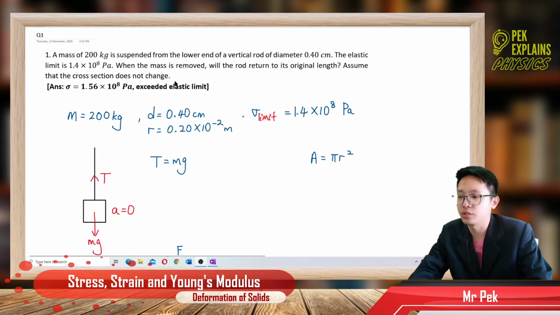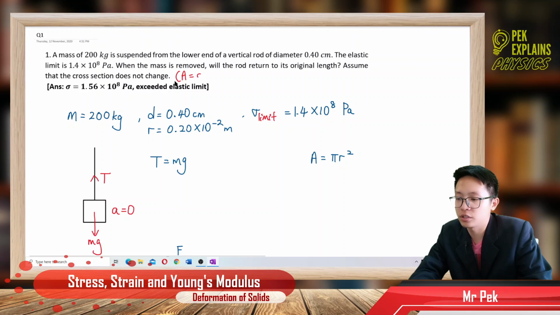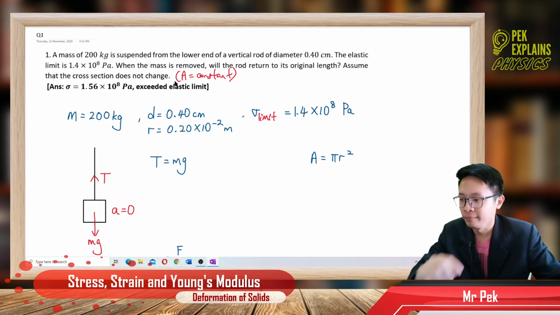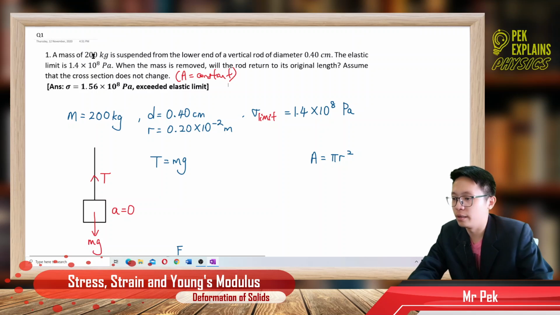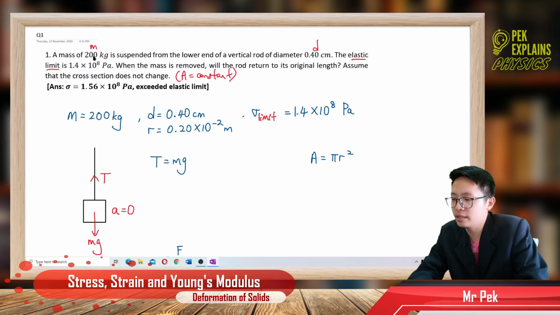Okay, this one, assume that the cross section does not change means the area remains constant all the time. Okay, so we have the mass suspended from the rod, and we have the diameter of the rod and the elastic limit. Okay, what is elastic limit?